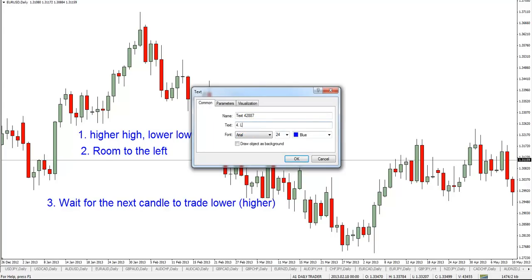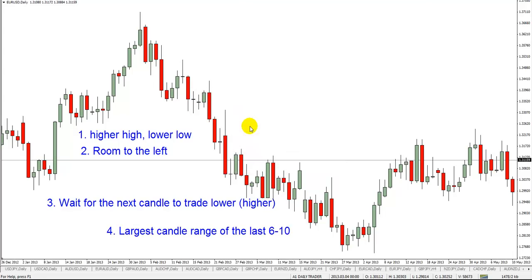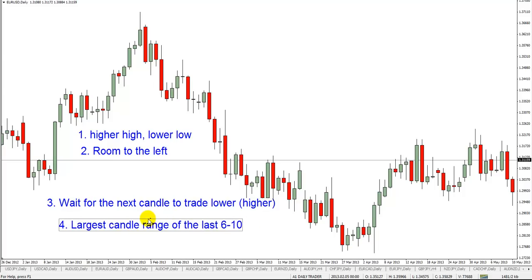number 4, largest candle range of the last 6 to 10 candles. And it really depends on how, if you want to be really conservative, you say bigger than the last 6 or 7 candles. And if you want to be getting more trades, you can say in the last 6. But if you want to get in fewer, probably the best trades, you would say in the last 10. It really depends on how many trades you want to take.